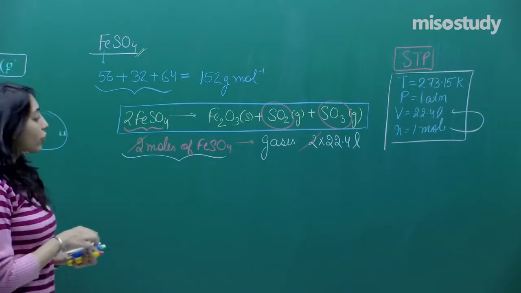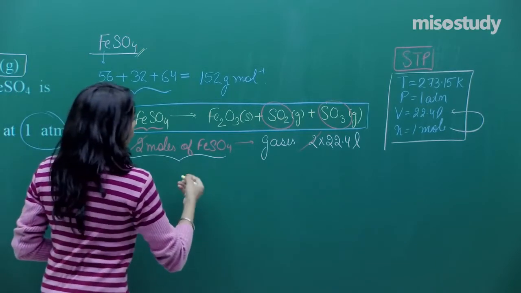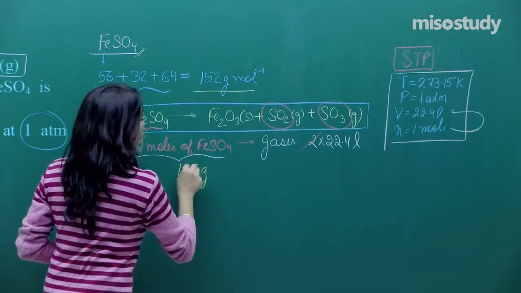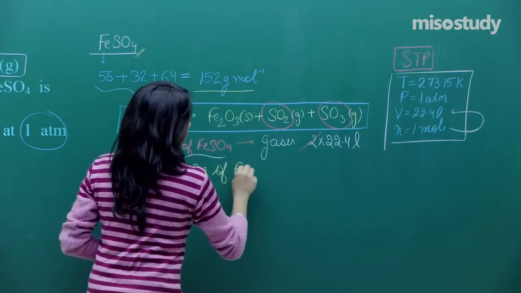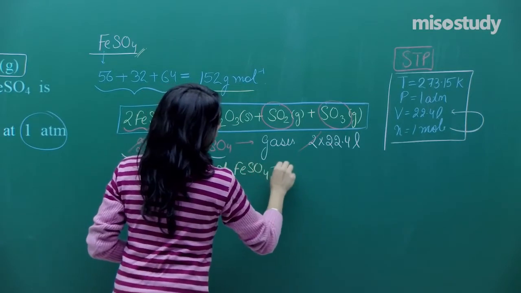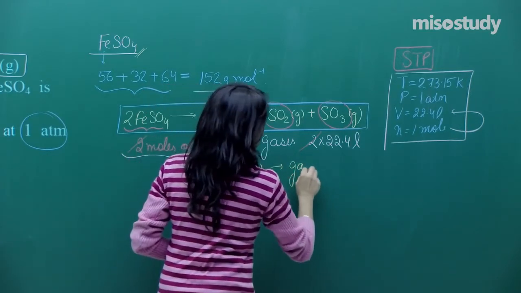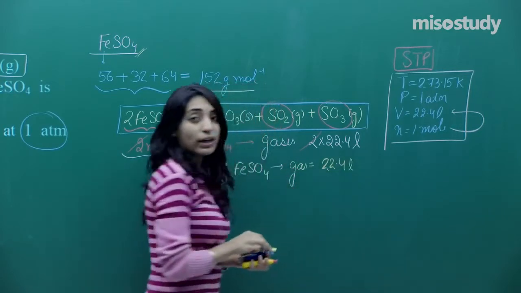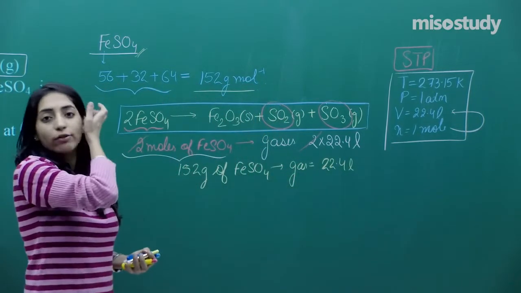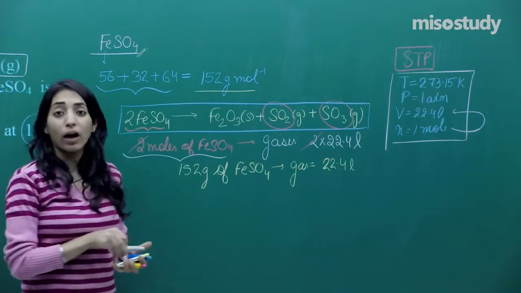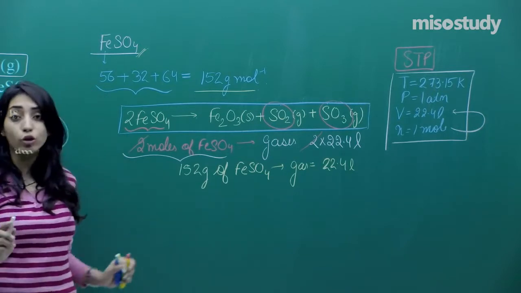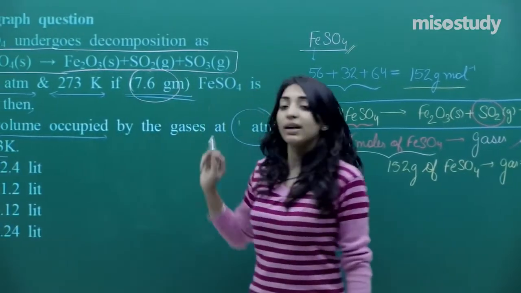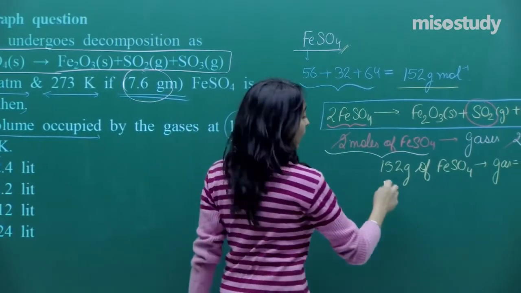So now you can simply cancel out 2 and 2 on left hand side and right hand side. So now can I say 152 grams of FeSO4 will give me how much gas? Overall 22.4 liter. So that's the overall amount of gas that will be released, right? But are we having 152 grams? No. We actually have how much? This 7.6, right? So what should I write?